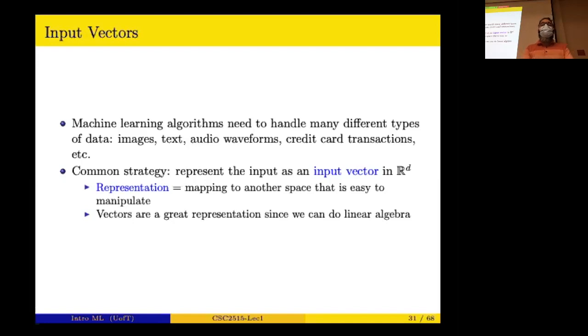And in some problems, there might be different ways to find this representation. And some representations are easier to manipulate and work with. So one reason that we use these vectors is that vectors are great mathematical objects because we can do things like linear algebra with them. We can add vectors to each other. We can multiply vectors by matrices. We can do a lot of processing on vectors. So that's one great thing about vectors.